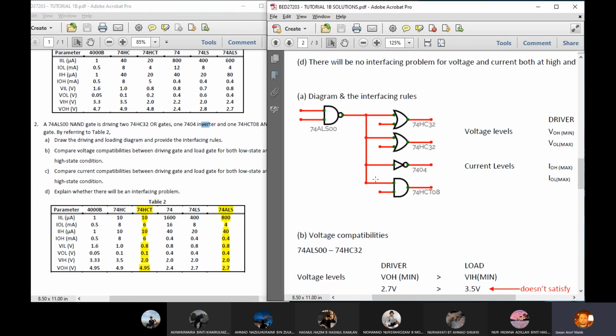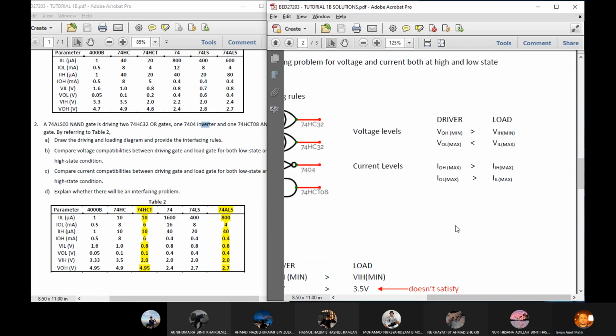So this is how you draw them. Okay, so 74 ALS, that is the NAND, I use a NAND gate here. It will drive two 74HC OR gates, one 7404 NOT gate, and one 74HCT08 AND gate. Okay, so if you can draw like this, then you'll get full marks. And then for the interfacing rule, just put this one. So that is the only rule there is.